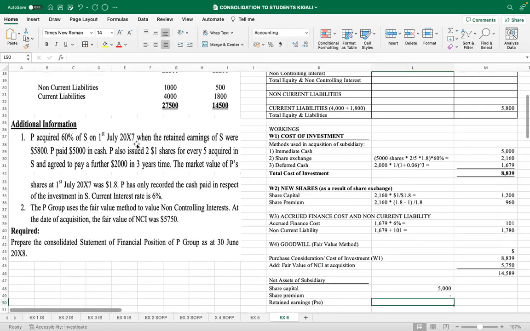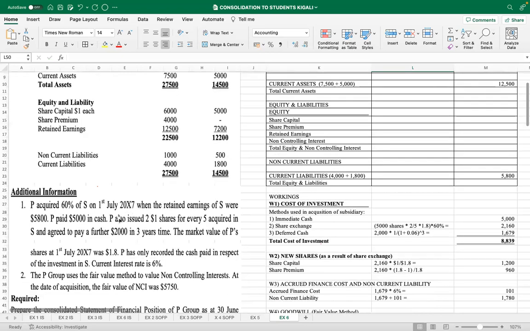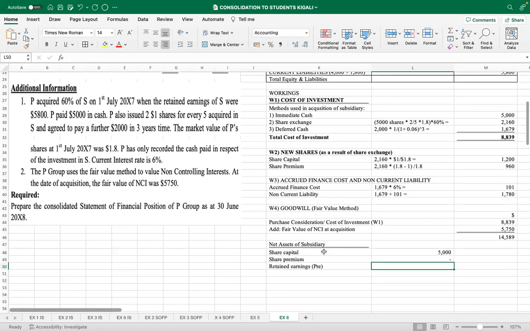Were we given pre-retained earnings? Let's see. Pre-retained earnings. Yeah, it is there. P acquired 60% of S on 1st July 2007 when the retained earnings of S were 5,800. So retained earnings pre was 5,800. So what is the total net assets?